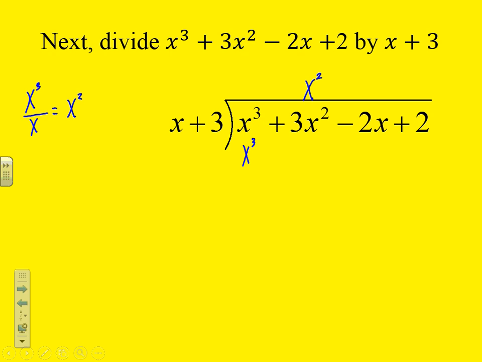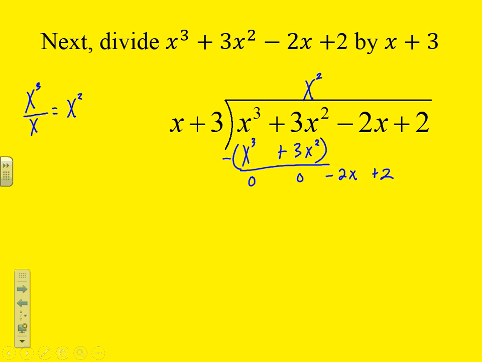x squared times 3 will be 3x squared. So I'm going to say plus 3x squared here. Make sure everything is lined up. Keep that in parentheses to show that we're subtracting an expression. Keep your signs proper. So x cubed minus x cubed is 0. 3x squared minus 3x squared is also 0. So the only thing that we can bring down, so we have nothing here, but we can bring down the minus 2x and the plus 2.